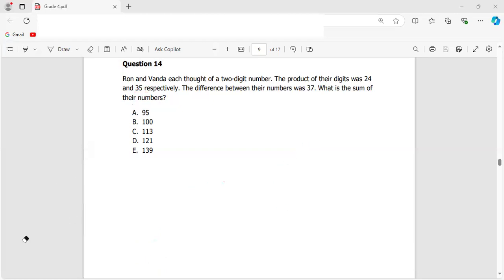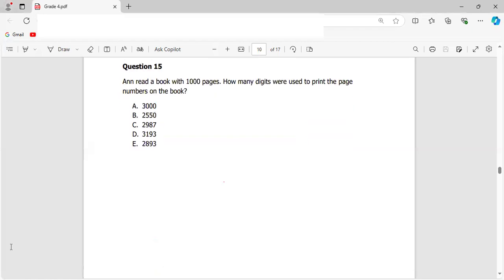Let's move on to question 15. Anna read a book with 1,000 pages. How many digits were used to print the page numbers on the book? They're talking about how many digits were used. So let's just count. So how many one-digit numbers do I have? One-digit numbers into number of digits is equal to total.